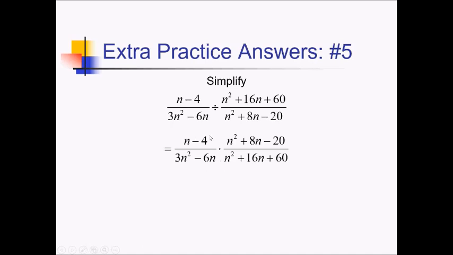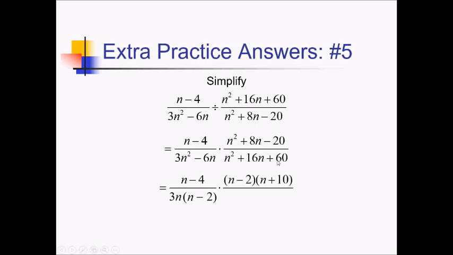So the n minus 4 is good the way it is, but everything else can get broken down a bit. In the lower left, I can take a 3n out of that expression. That leaves me with n minus 2. And in the upper right, I need factors of negative 20 that add up to 8. So 1 and 20 is not going to work. 2 and 10 would work if we had negative 2 and positive 10. So n minus 2, n plus 10.